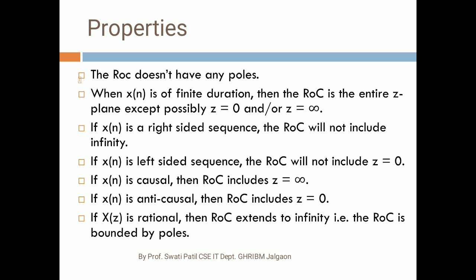If x(n) is a right-sided sequence, then the ROC will not include infinity. If x(n) is a left-sided sequence, then the ROC will not include z equal to 0. If x(n) is causal, then the ROC includes z equal to infinity. If x(n) is anti-causal, then the ROC includes z equal to 0. If X(z) is rational, then the ROC is bounded by poles. These are some of the properties of region of convergence.